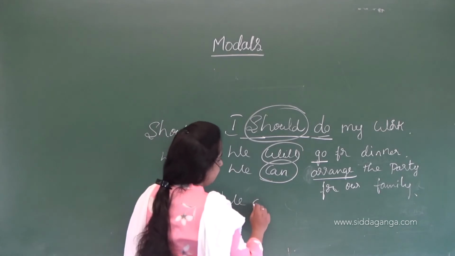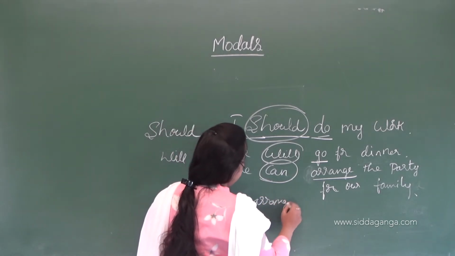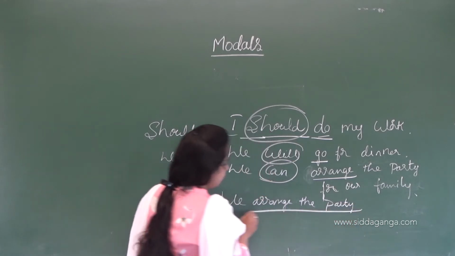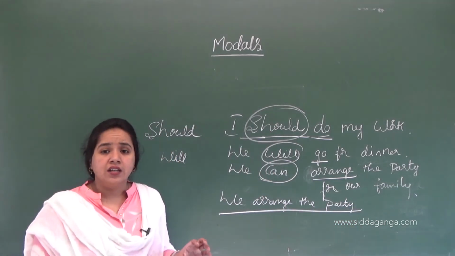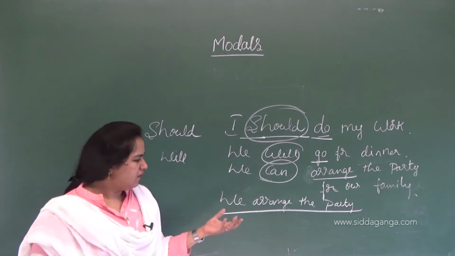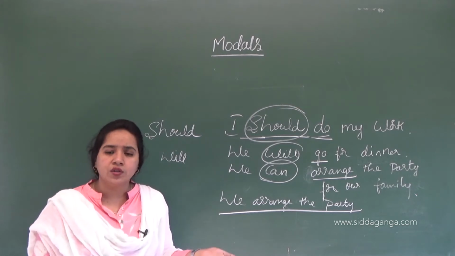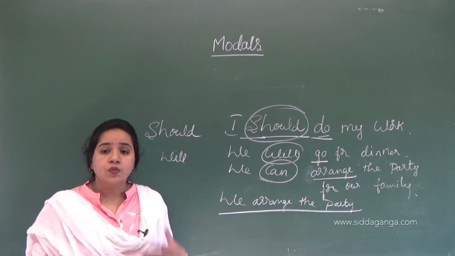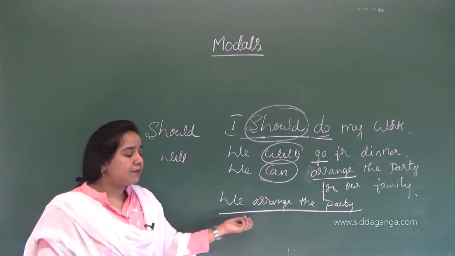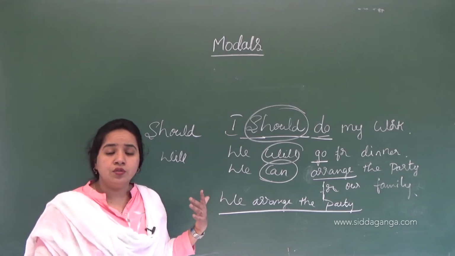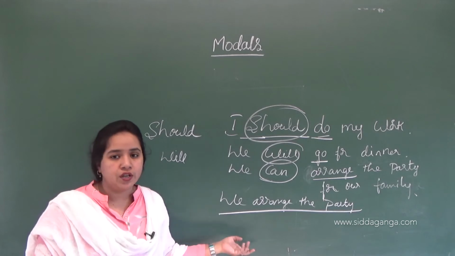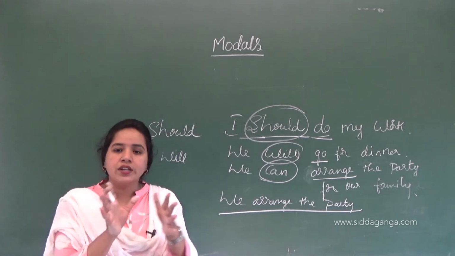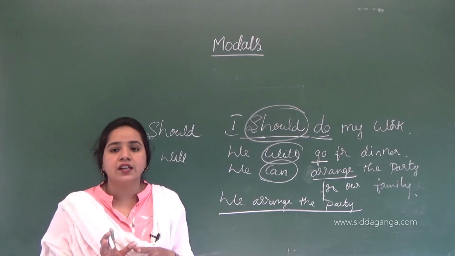Now if we use this one, we arrange the party. This sentence doesn't give a complete meaning. We arrange the party. Why are you arranging the party? For whom? What is its purpose? We need some reasons. We need to know for which person we are going to organize that. So we arrange the party is only a normal sentence. It doesn't have any sense.